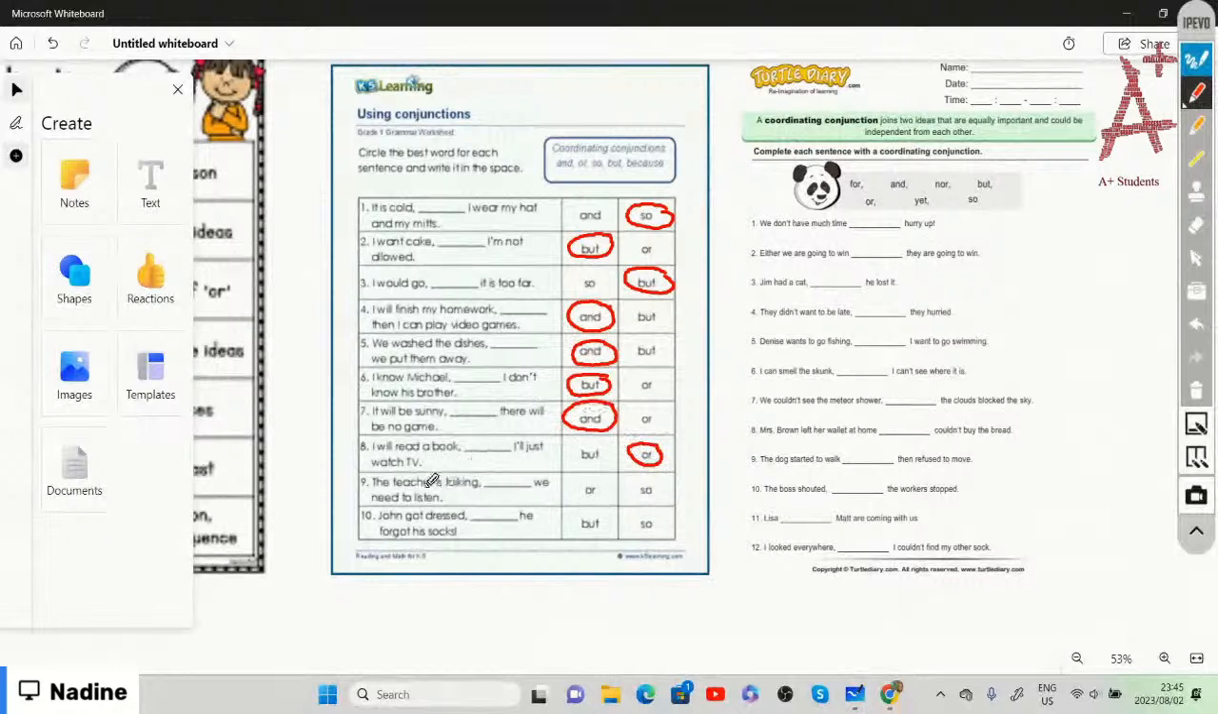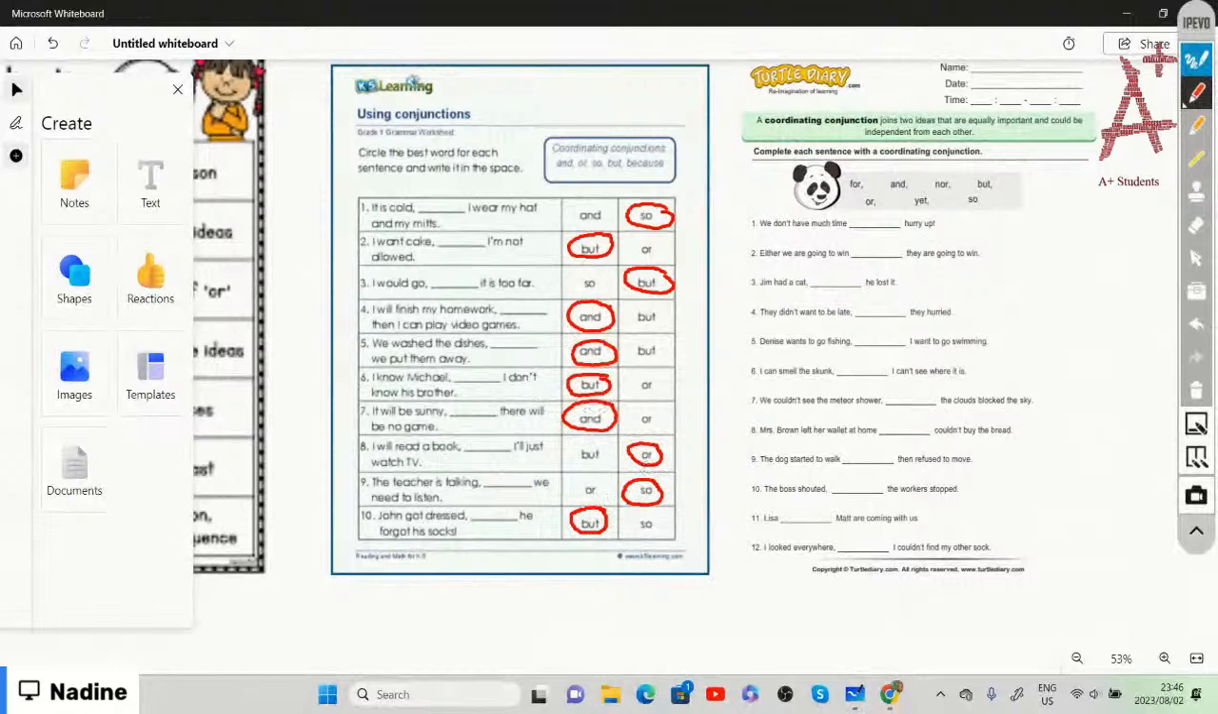And the teacher is talking, so we need to listen. John got dressed, but he forgot his socks. So he forgot his socks. So as much as John got dressed, but he forgot his socks.